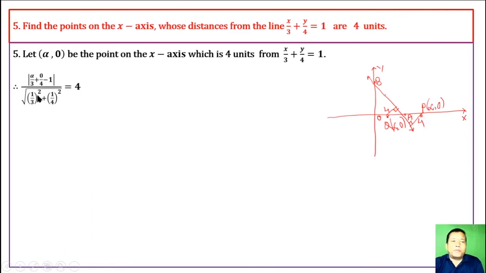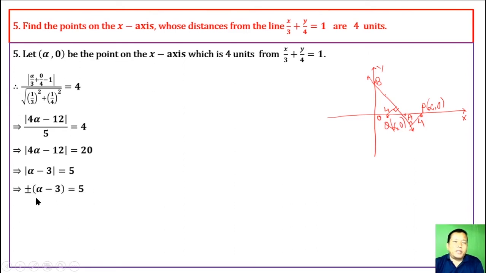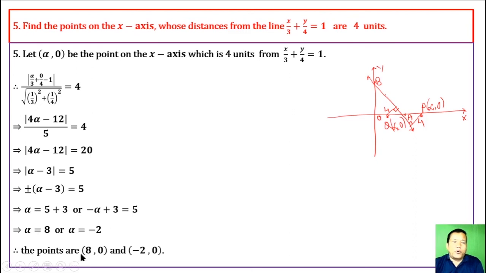Therefore, by using the perpendicular distance formula, we get this divided by this equal to 4. Simplifying, we get the modulus of alpha minus 3 is 5. This gives plus or minus, alpha minus 3 is 5. If we take plus, we get this; if we take minus, we get this. Solving for alpha, we get two values: one is 8, the other is minus 2. Therefore, the points are 8, 0 and minus 2, 0.